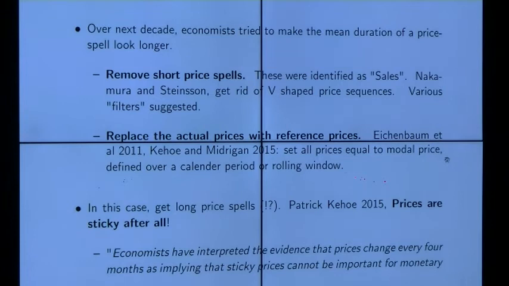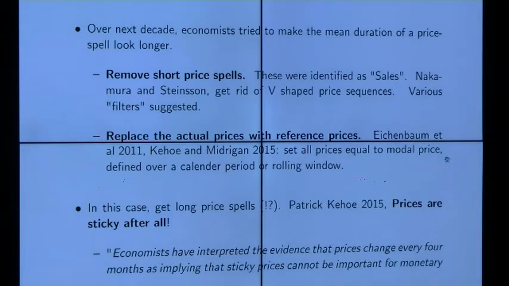Well, we'll answer that. But in response to this initial finding, over the next decade, a lot of economists looked at this distribution and tried to make the mean duration of price spells look longer, because they wanted to have models where nominal rigidity mattered. So how can you raise the average length of a price spell? Well, one thing is to remove short price spells. If you get rid of short price spells, you will raise the average.